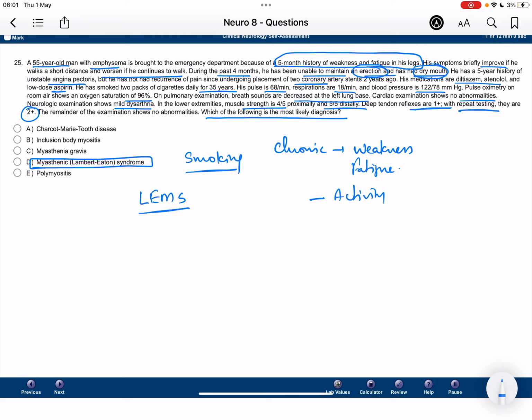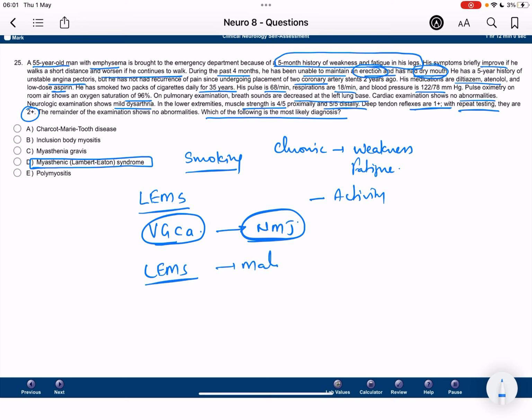This Lambert-Eaton myasthenic syndrome is usually because of the formation of voltage-gated calcium channel antibodies at the neuromuscular junction. It is usually associated with malignancies, especially the lung malignancy we are talking about. Remember, initially there will be areflexia, but on repeated testing, the reflexes will come back positive.